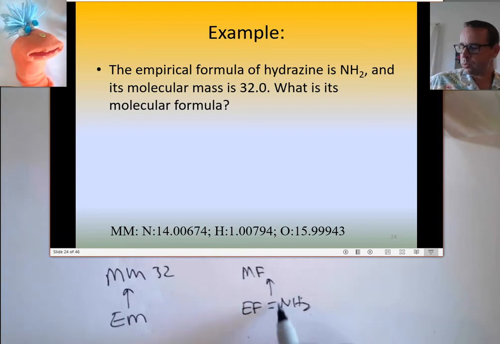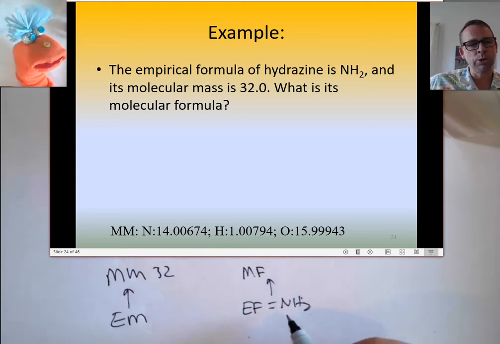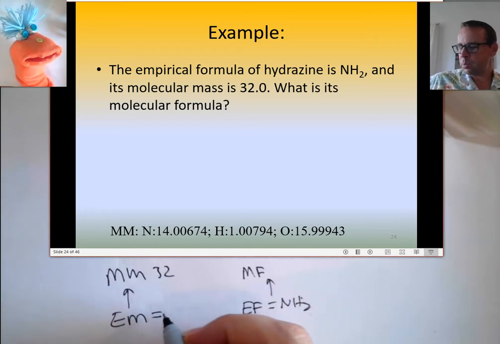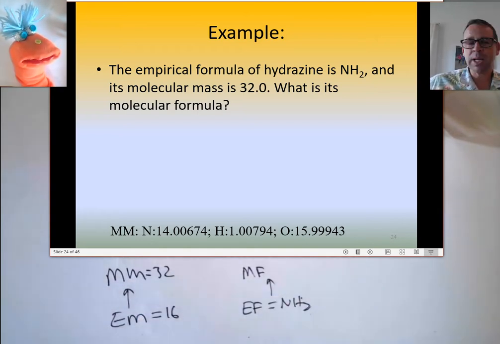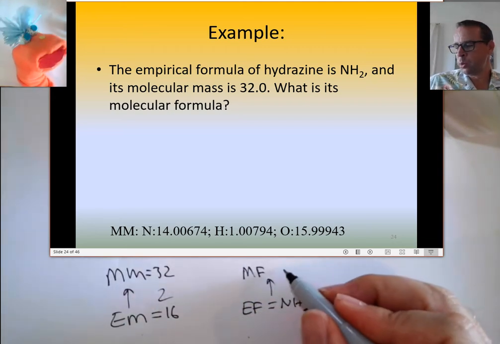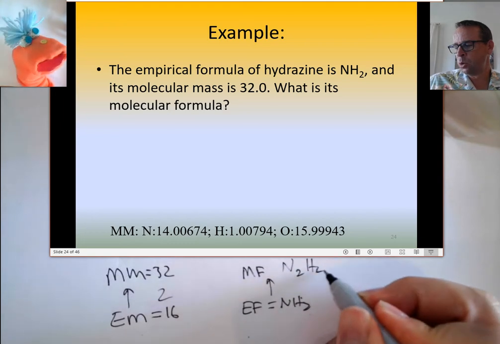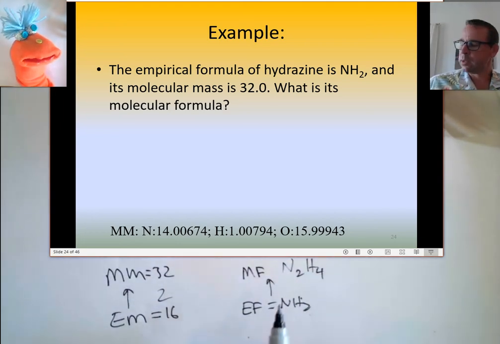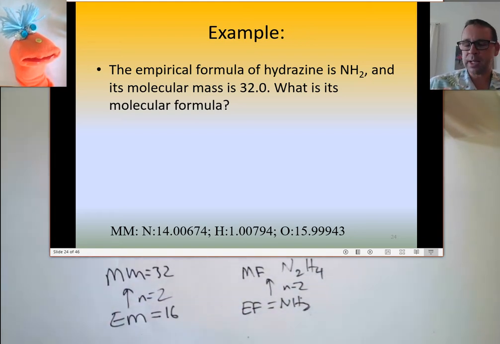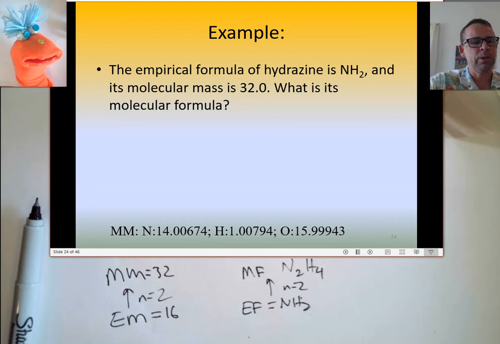That's right. So nitrogen, do you remember what nitrogen is? 14. Hydrogen? 1 each, so that's 16. All right. So the empirical mass is 16. The molecular mass, we're told, is 32. So what does that tell us? Tells us that our multiplier is 2, so the molecular formula is just N2H4. Very good. Excellent. So because this multiplier, the N value here was 2, it's going to be the same value there, and that's how we get our molecular formula from our empirical formula.